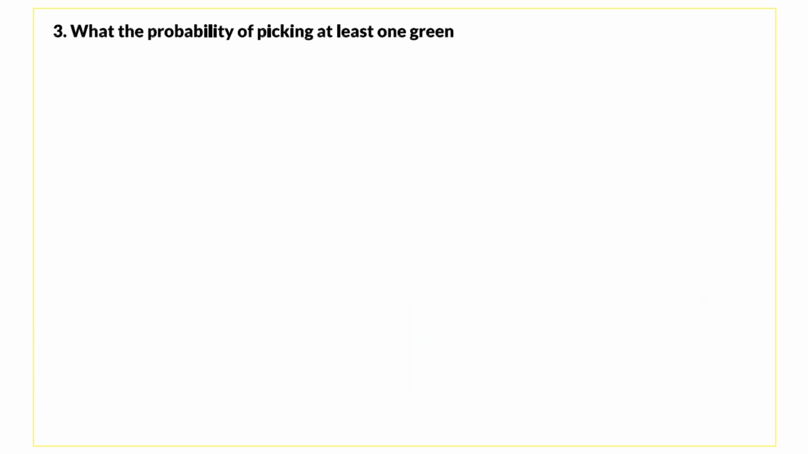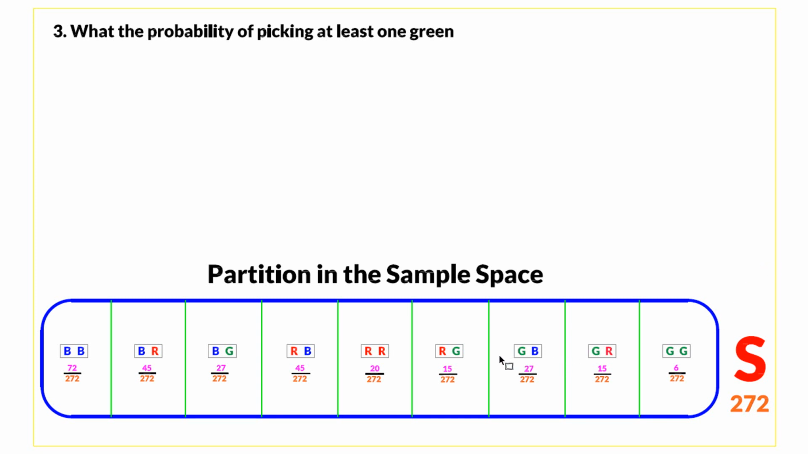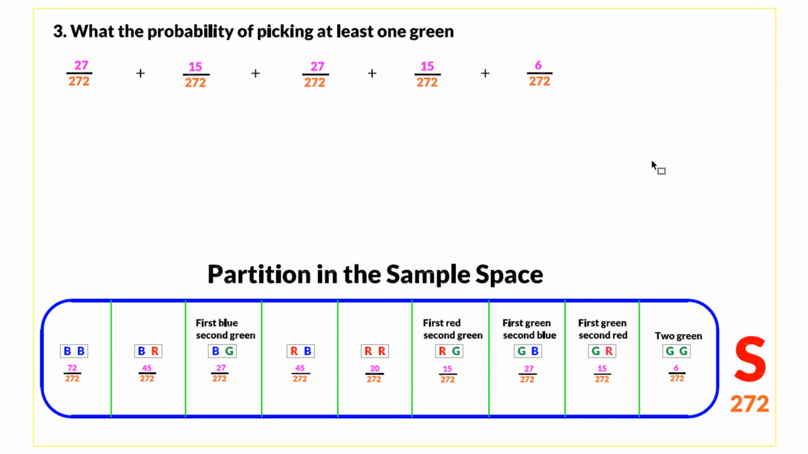Question number 3. What is the probability of picking at least one green? So back to the sample space, we may pick one green or we may pick 2 greens. So the probability of this event is the sum of probabilities of these individual highlighted events, because these events are disjoint. So we add their probabilities, and we get 90 over 272, and this is equal to 0.33.